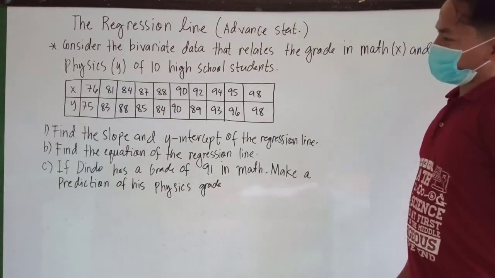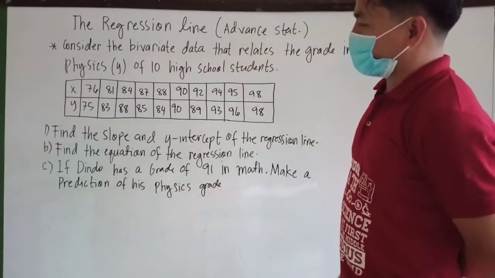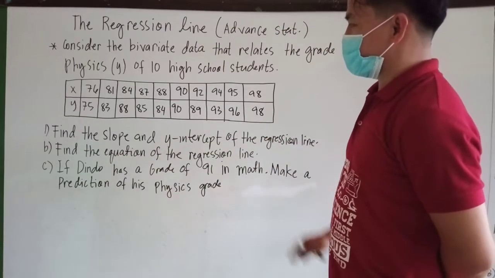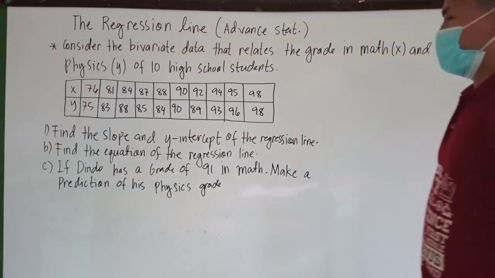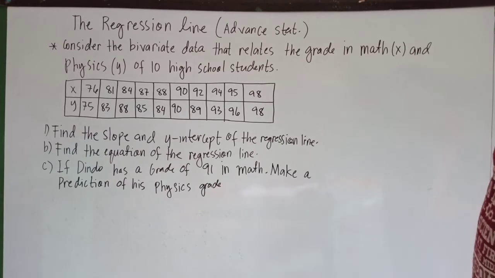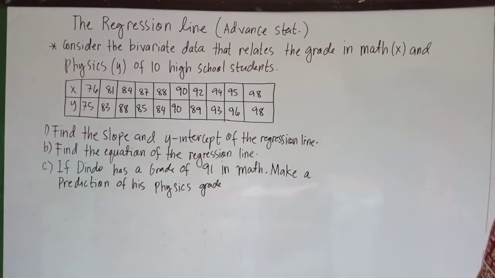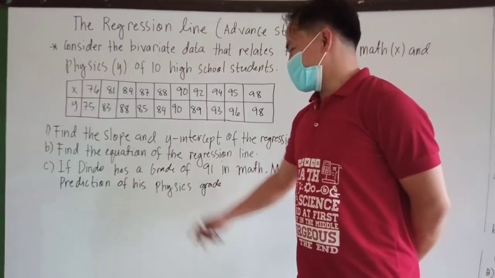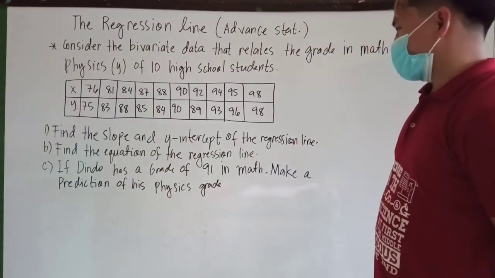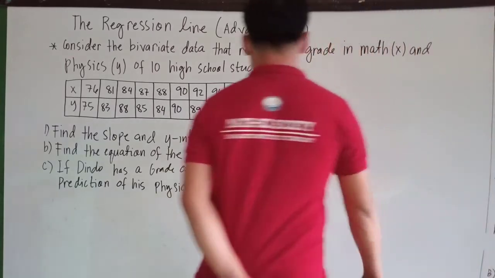So we have here three situations that we are going to find out given this table. Number one, find the slope and the y-intercept of the regression line. Letter B, find the equation of the regression line. And letter C, if Dindo has a grade of 91 in math, make a prediction on his physics grade. So these are the three.